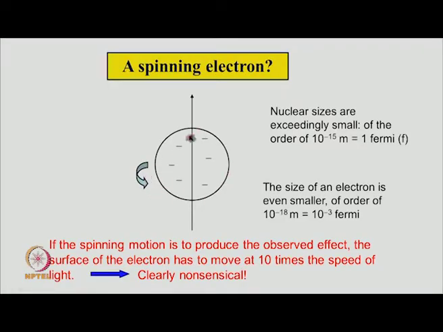So, this is the spinning model of the electron, which is spinning in this fashion. This is the electron; the negative charge is here. Nuclear sizes are exceedingly small, of the order of 10 to the minus 15 meter, what is called 1 Fermi, and the electron size is even smaller, about 1000 times smaller than this. So, if the electron's rotation of this kind is actually producing the observed effect, the surface of the electron has to move at 10 times the speed of light. So, clearly this is nonsensical.